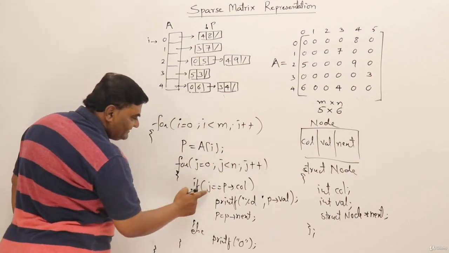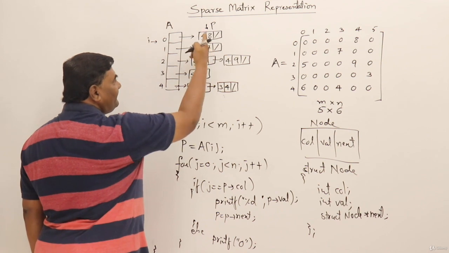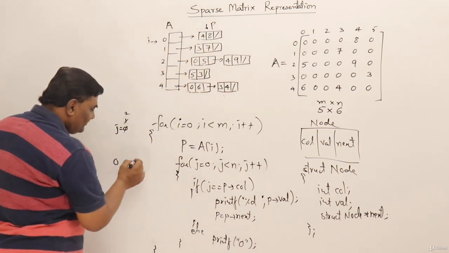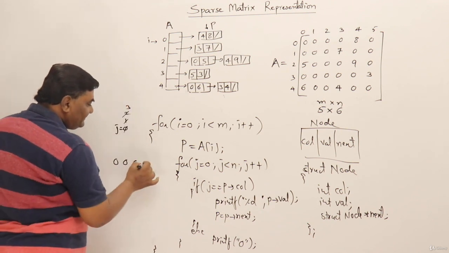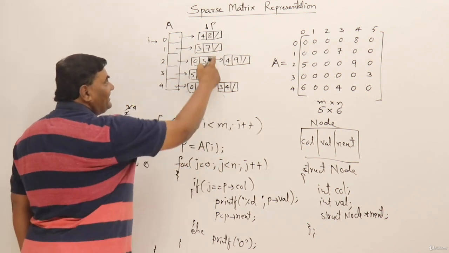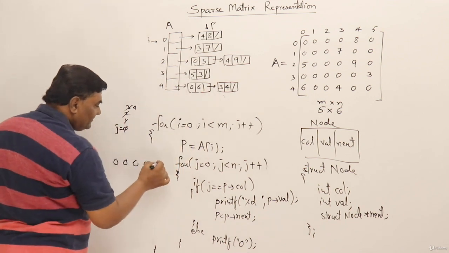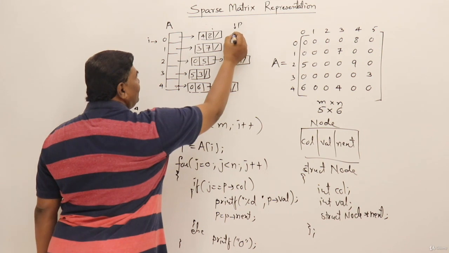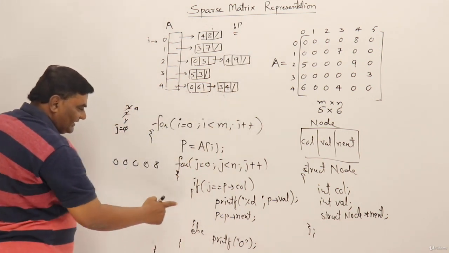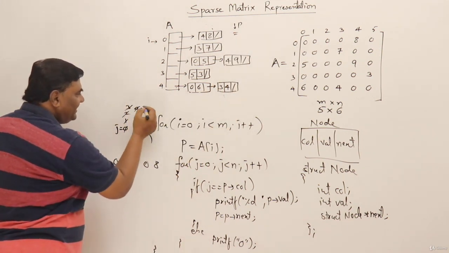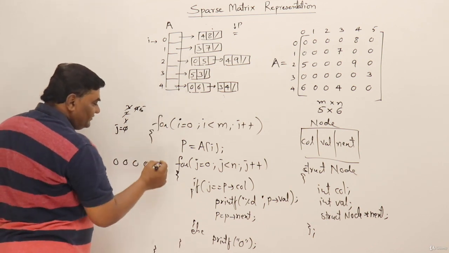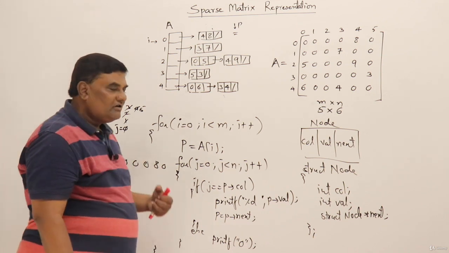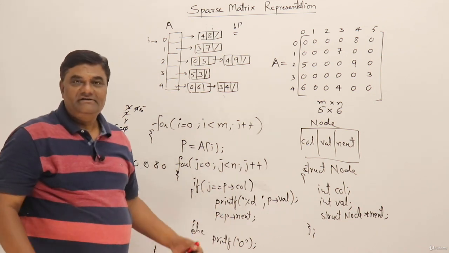j plus plus. Then j is equal to P's column? P's column is 4. So up to 4 it will not be matching. So it's not matching. Then print 0. Then j becomes 3. Print 0. j becomes 4. It's matching now. So print 8, and move to next node. So P will move to next node and P became null. Then next, this becomes 5. Is it matching? No. Print 0. So that's how it will print all these things. That's how it can be displayed.